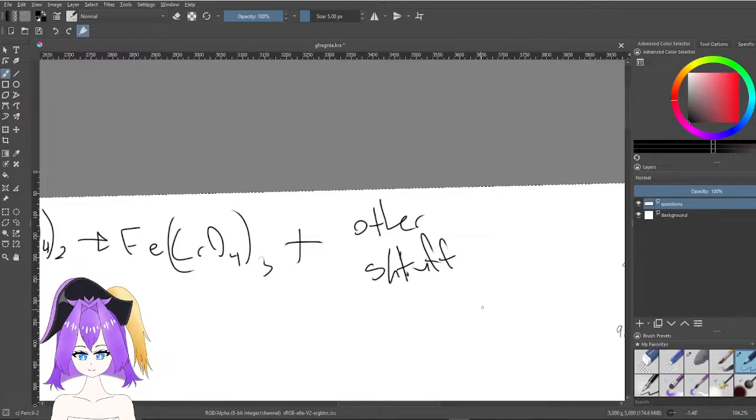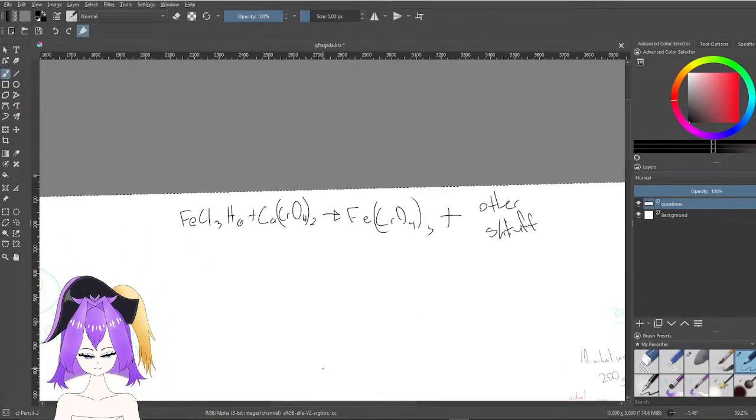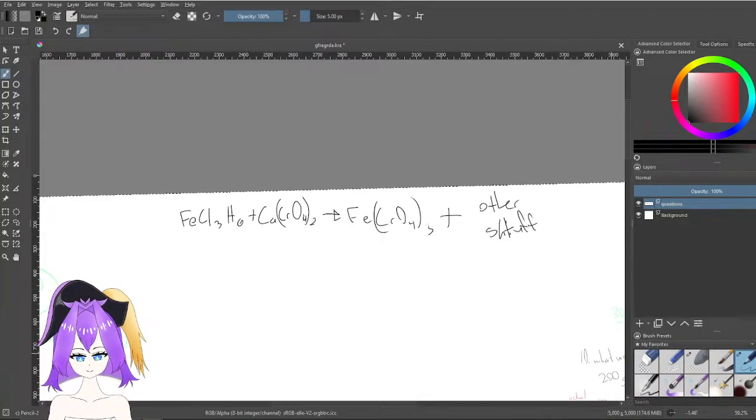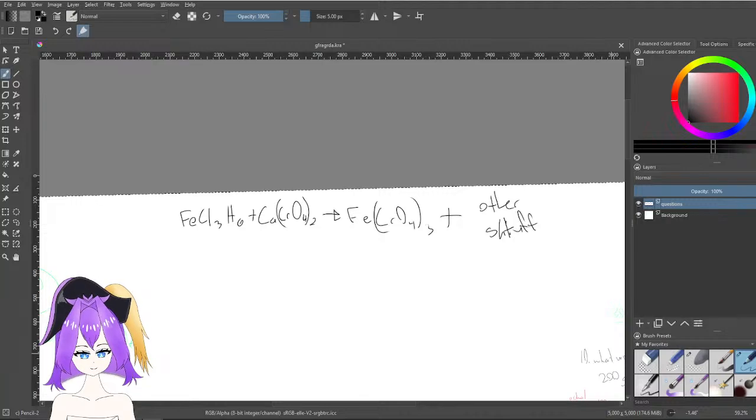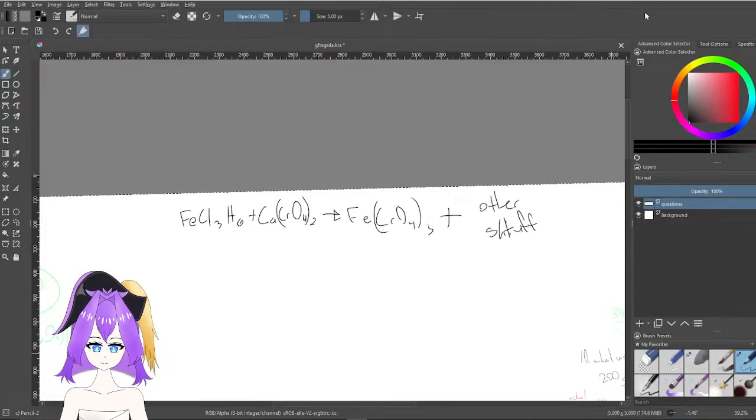Okay, so how do I do this? I think what I'm meant to do is convert both. We have 5 grams of both, so we convert them into iron chromate. I don't think we need to know how much iron chromate we have, because we can just find that. So what I'm going to do is convert both into iron chromate and see whichever is the least. Okay, that makes a lot more sense. Here we go. We cook.